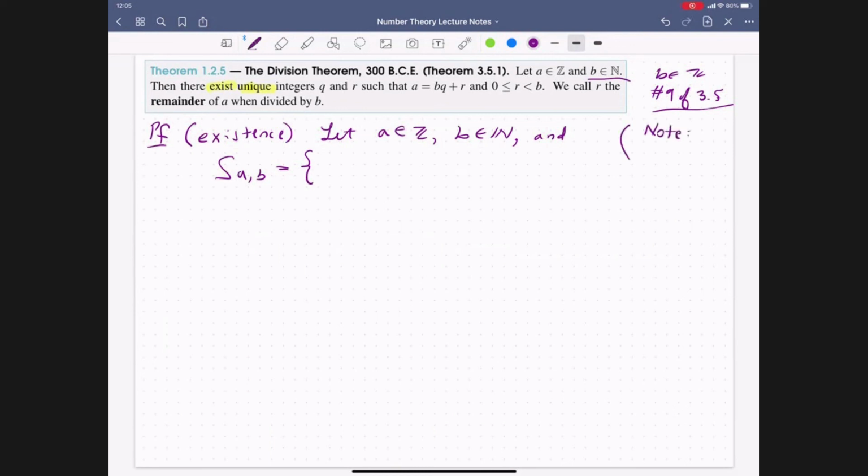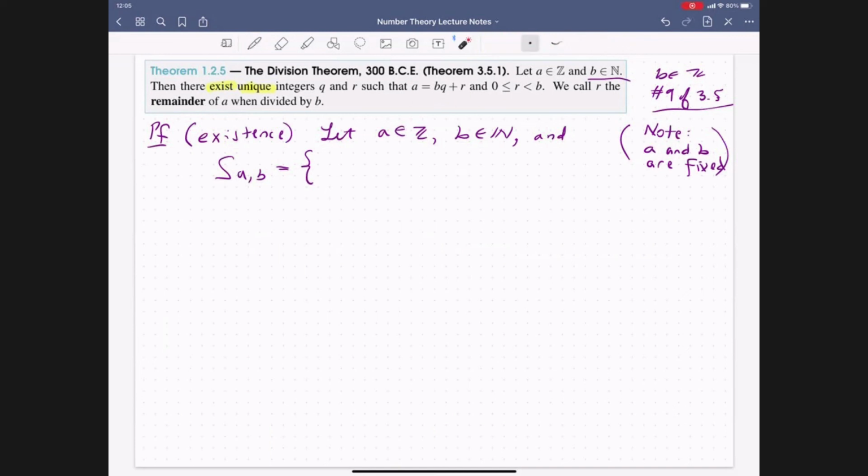A and b are fixed. And that's crucial. We're not allowing them to be arbitrary elements anymore, but specifically two fixed numbers, one is an integer, one is a natural number. And now what we are going to do is look at this expression here: a is equal to bq plus r.